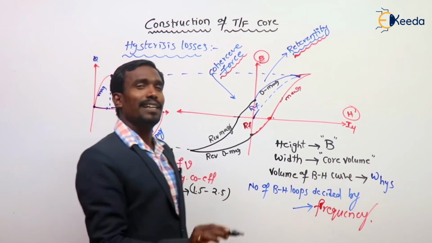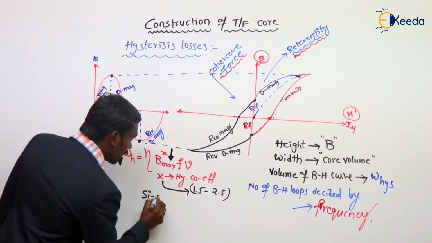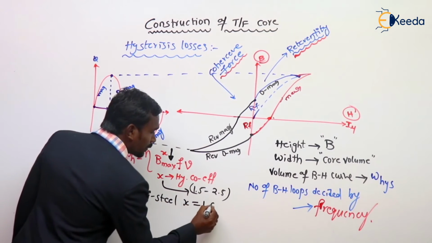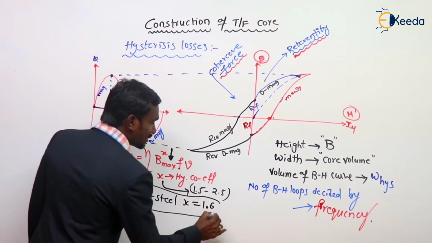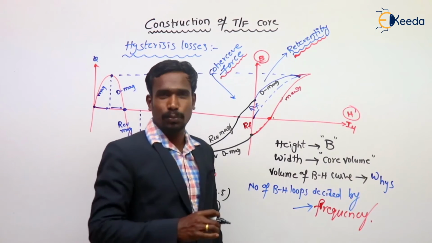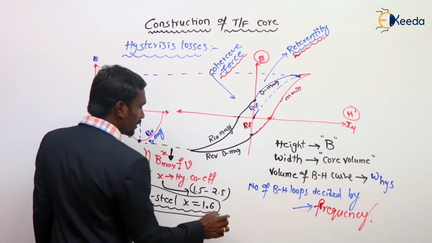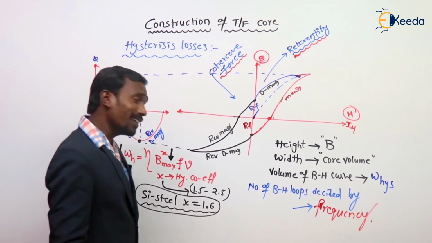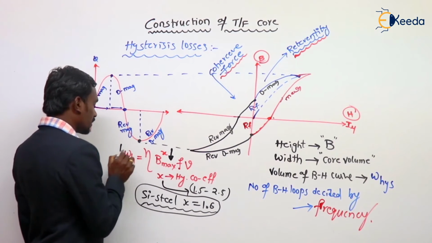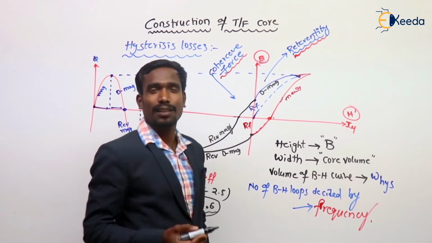Sir, for which material is the hysteresis coefficient minimum? For silicon steel. For silicon steel, the hysteresis coefficient value is 1.6. That is the minimum value; 1.5 may not be possible. That's why 1.6 is the minimum value. If this is minimum, the hysteresis loss is also minimum. Like that, we can control the hysteresis losses.